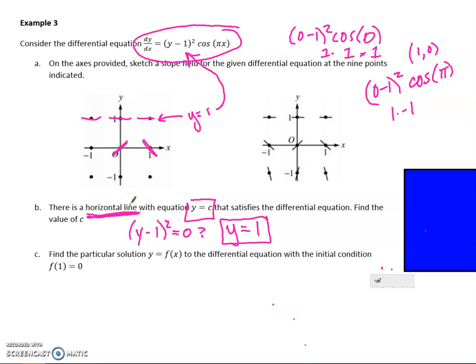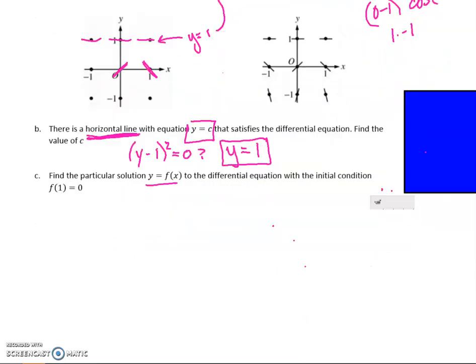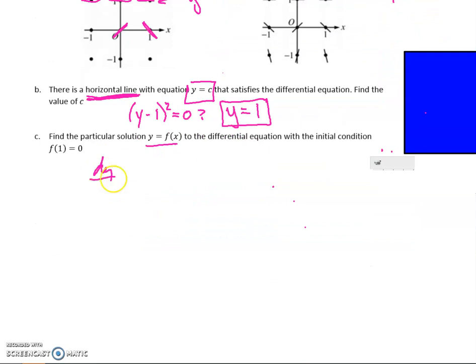Okay, find the particular solution to the differential equation. Now this you guys already know how to do. If I want a particular solution, then I need to do the antiderivative. So we've got a little bit more work to do on this one. So I need that equation. I've got dy over dx equals y minus 1 squared cos pi x.